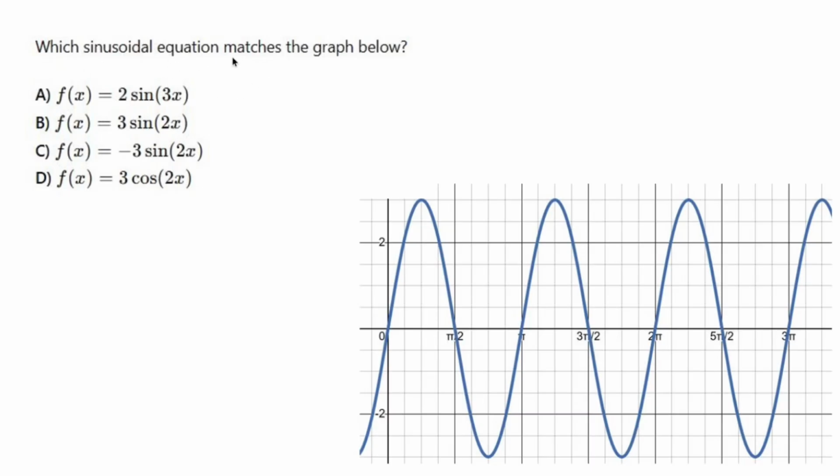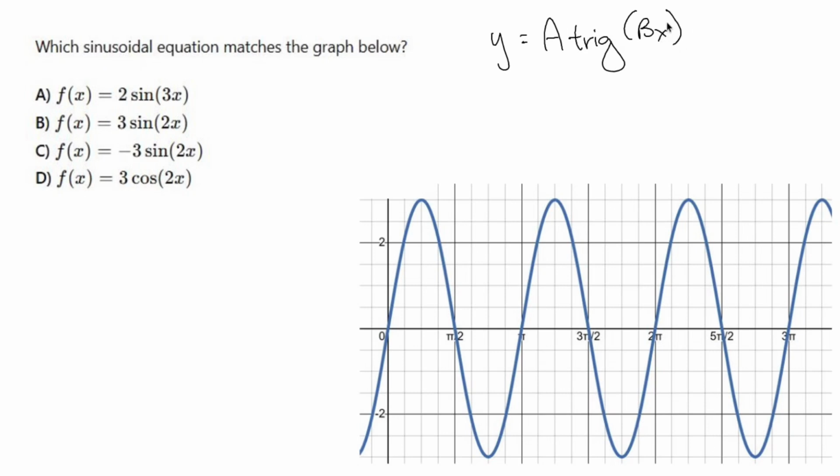Which sinusoidal equation matches the graph below? Here's my picture, and it looks like I'm not only dealing with amplitude stuff, but I'm dealing with periodic stuff, like I'm changing the number in here. So let's compare it to this function, y equals a times whatever trig function we're dealing with, and then leave it at bx.